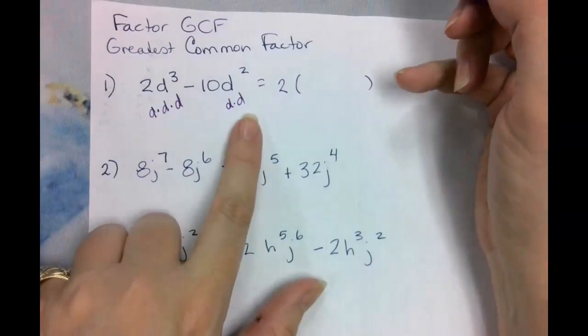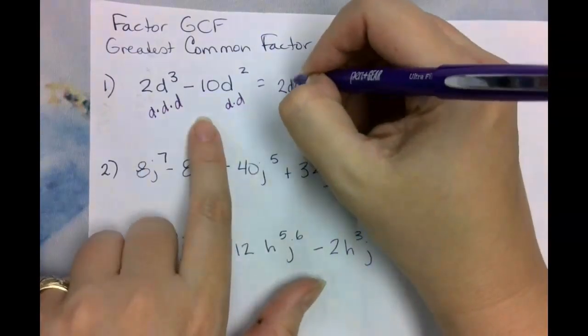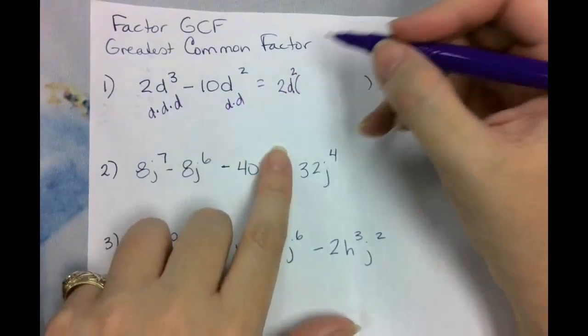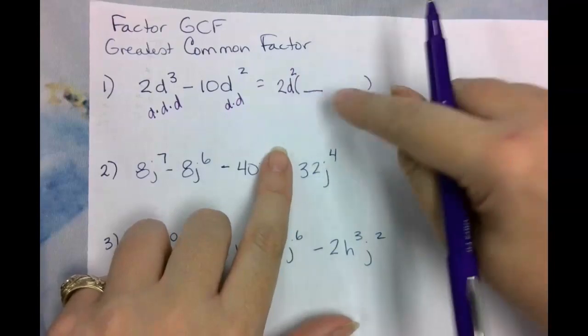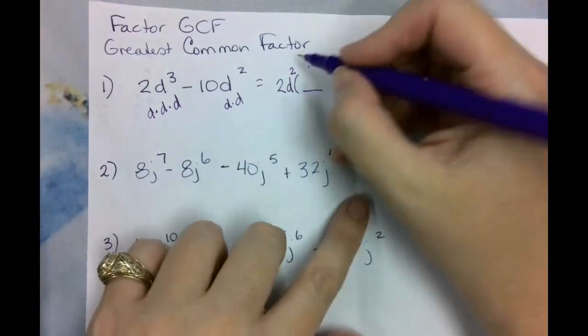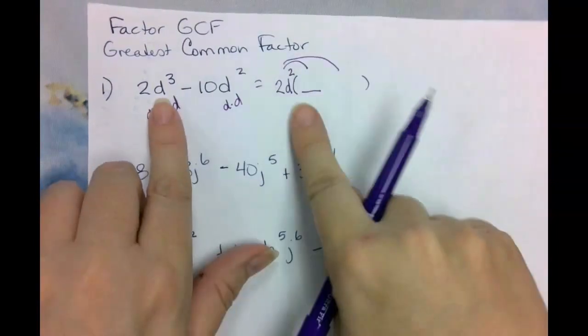How many d's do I see in common in both of these? Well, they both have 2 in there. So I could factor out a d squared. Now what I like to think about this is saying, I'm going to kind of do the backwards of distributing. Like I would distribute, right? But this is the opposite.